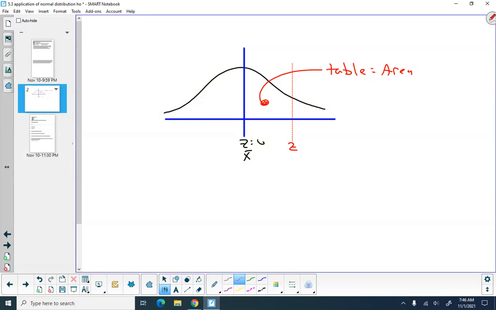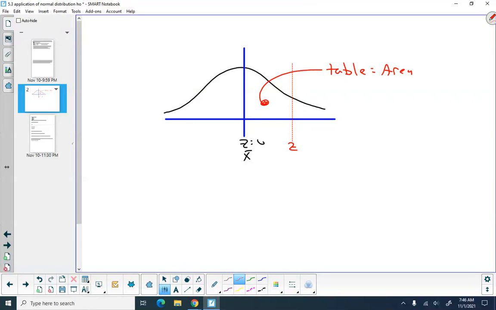Hopefully you worked through quite a few of them. Maybe you didn't get through all of them, that's fine. Sometimes you'll be just looking at your table value. Sometimes you'll take your table value and subtract from 0.5. Sometimes you'll take your table value and add it to 0.5. Sometimes you'll have two table values that you'll add together. Sometimes you'll have table values that you will subtract.